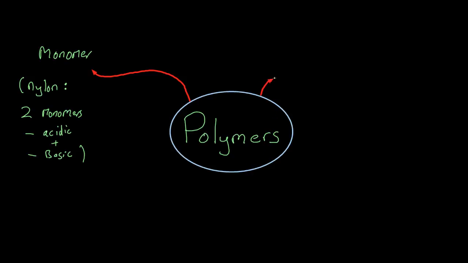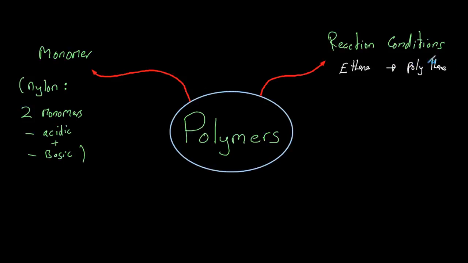Next, we have something which is slightly less obvious, which is the reaction conditions. Okay, and the example we're going to use this time is ethene. So ethene, which of course makes polythene or polyethene. They're the same thing. If you were to write polyethene, then you put brackets in, and you would write polyethene like that. This is the correct chemical way of writing.